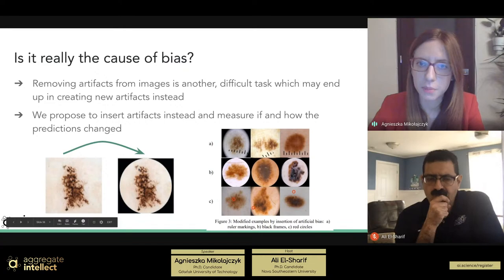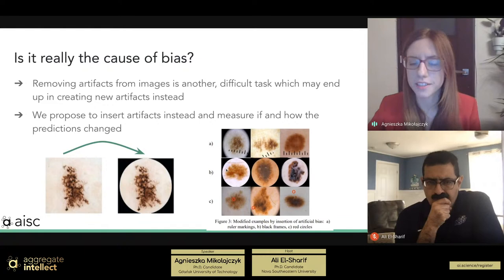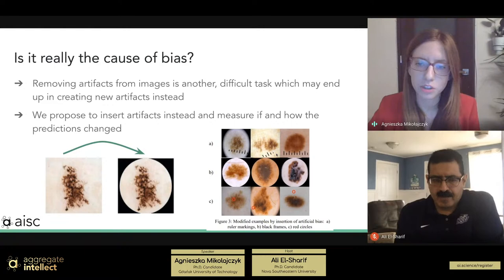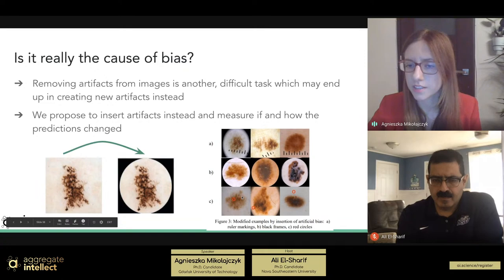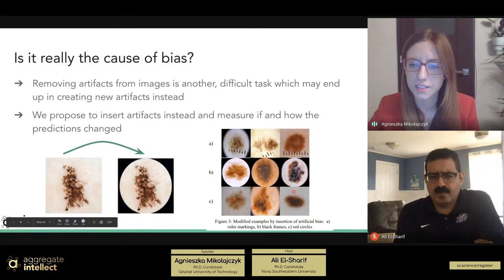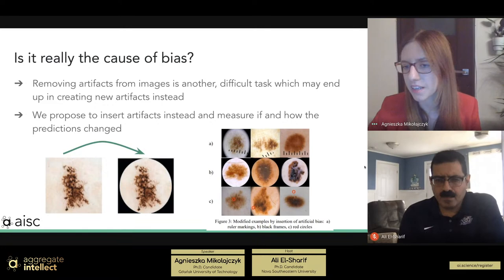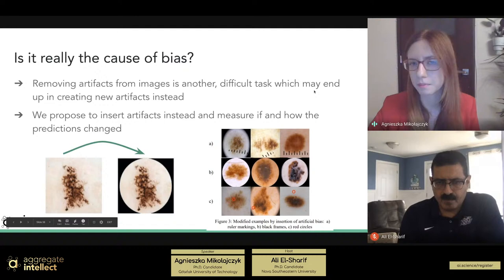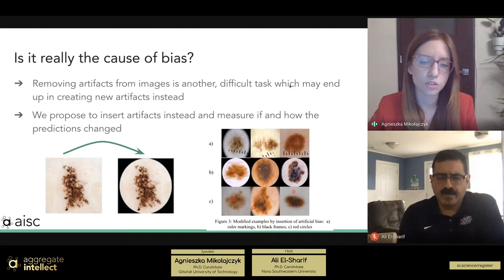And we did that for three types of artifacts. At first, we placed a randomly positioned ruler mark on every image. We also placed black frames and red circles. Red circles were an additional test. We wanted to check if the results with red circles would be the same as with black frames and ruler marks, because if we got the same results for all of them, it might mean that our model was not really well trained or that this method does not work.